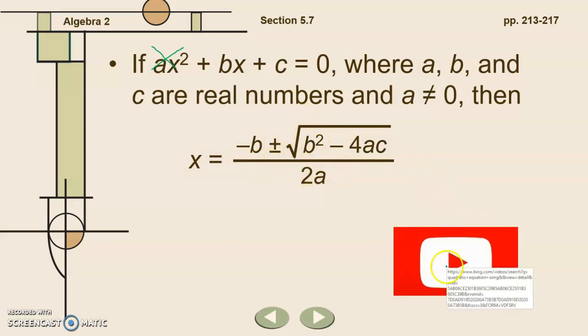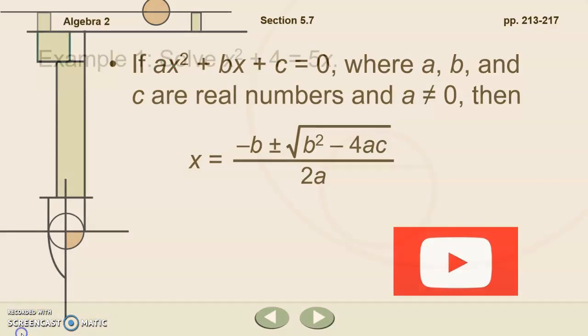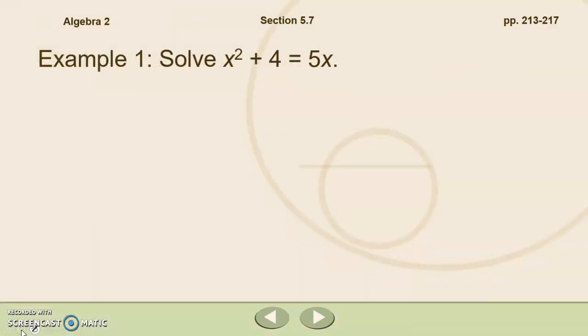Now, there is a video linked here that I'm not going to click on right now that takes you to a song that will help you remember that quadratic formula. I will add that to our class playlist along with any other helpful videos I find about remembering the quadratic formula. So let's take a look at how to use the quadratic formula to solve a quadratic equation.